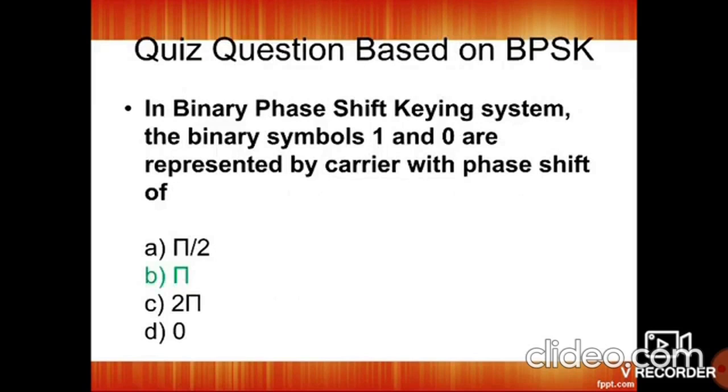We have one quiz question based upon BPSK. In a binary phase shift keying system, the binary symbols 1 and 0 are represented by a carrier with phase shift of, and we have four options. For 0 and 180 degrees, as we have learned, the phase shift is between 0 and 180 degrees, that is pi. So always in a BPSK signal, the binary zeros and ones are represented with a phase shift of pi.